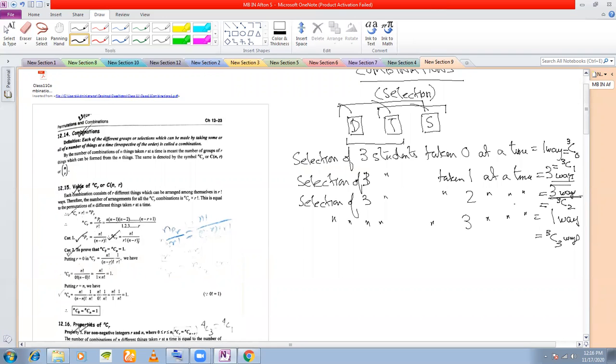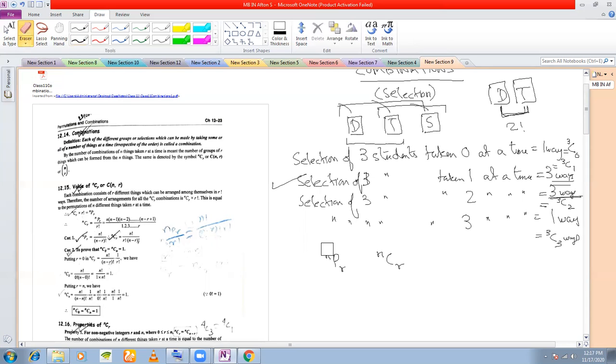Now, what is the relation between permutation and combination? Permutation is denoted by NPR and combination is denoted by NCR. Permutation is the arrangement. After selection, we are arranging. Consider this case where I am selecting two students from three students. Suppose I select Devanjan and Tanisha. Now they can be arranged among themselves in how many ways? Factorial 2 ways, right? 2 ways.